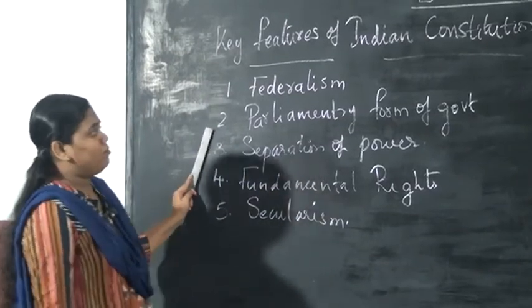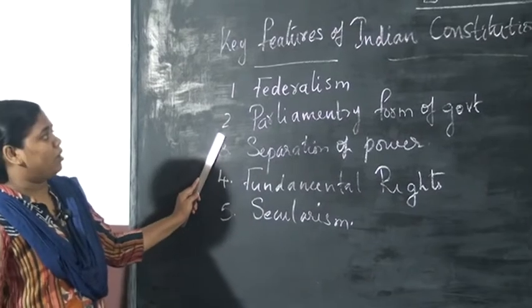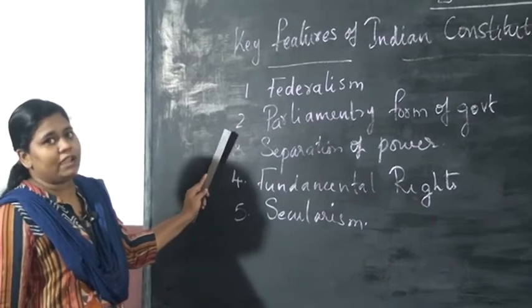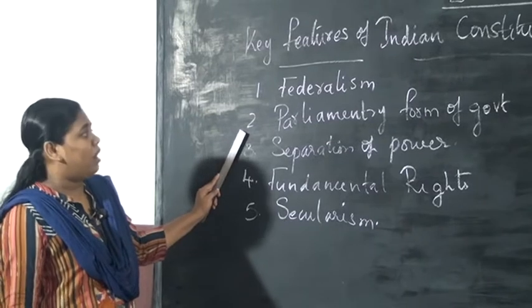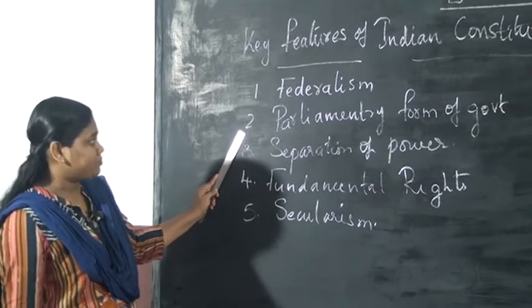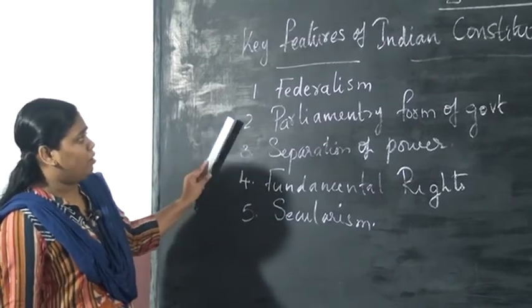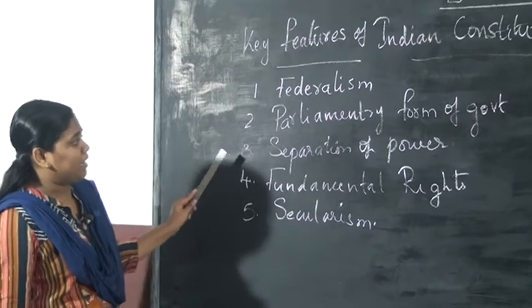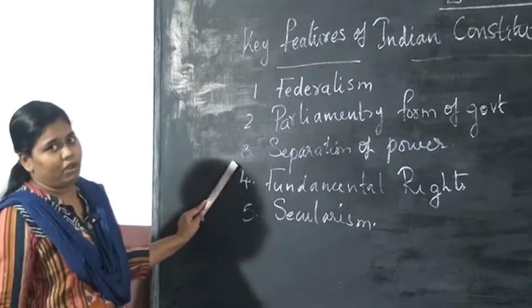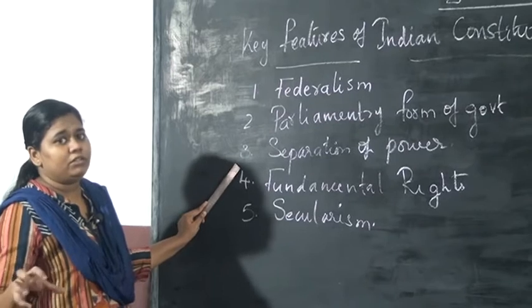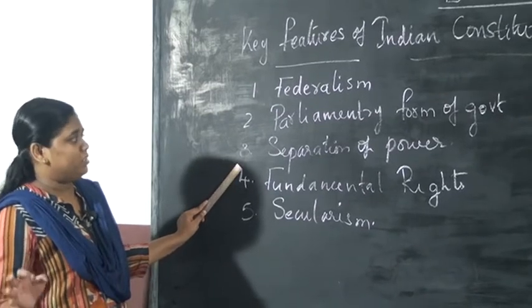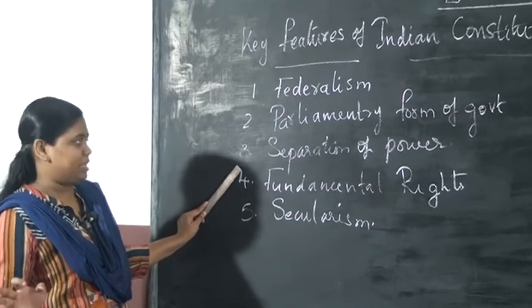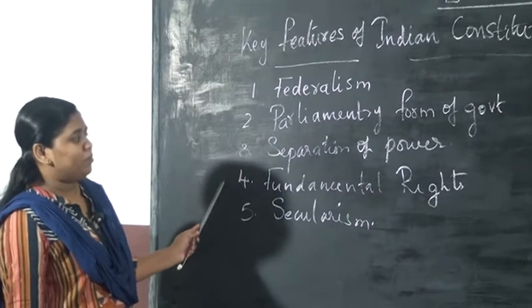The second one was the parliamentary form of government, because India is a democracy and all adults have the right to vote. The third one was separation of power. The power was separated into three: executive, judiciary and legislature.